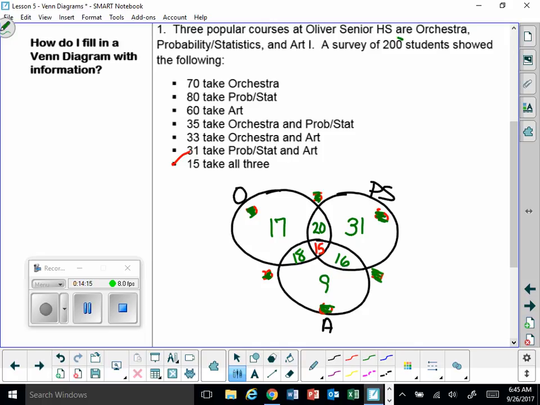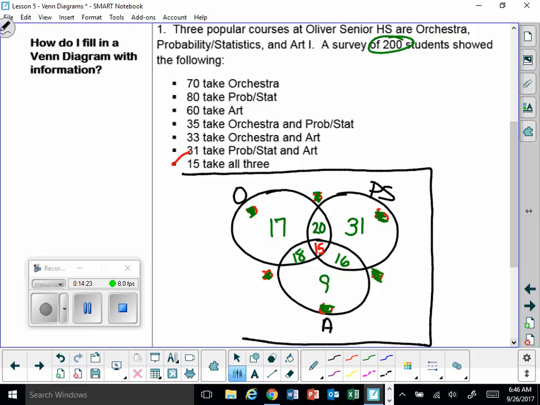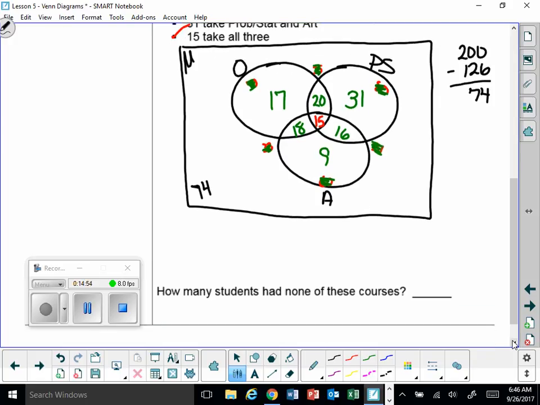Now, the problem said there were 200 students. So I need to go back and see if there's anybody hanging out here in what we call the universe. It'd be students that aren't taking any of these 3 classes. So if I add up everything inside my Venn diagram, I have 126 students. There are 74 people floating around out here in the universe not taking one of these 3 popular courses. And my Venn diagram has to account for them. When you've got leftovers, so to speak, floating out there, we put the big box around the diagram and we put them outside of any of the circles. 74 students had none of these courses. Let's do another one like this.